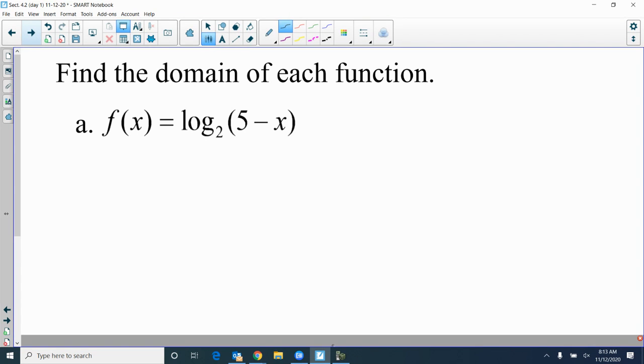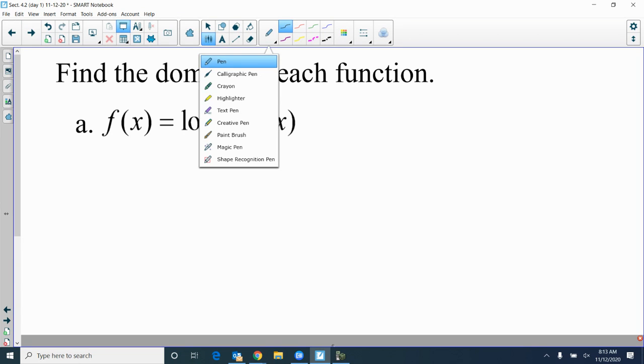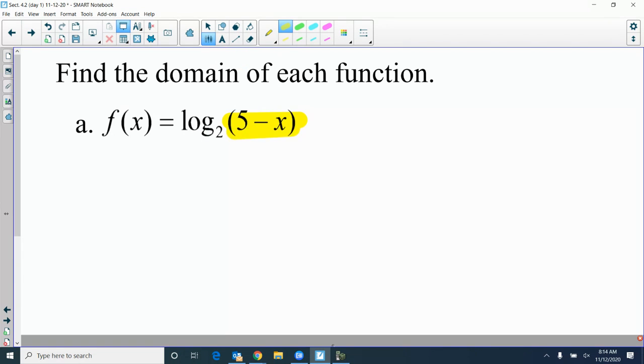All right, this is the last section we're going to do. We're not going to finish all of these today. Find the domain of each function. F of x equals log base 2 of 5 minus x. All right, I don't know what this graph looks like. We'd have to look at the original one and then do a transformation, but we're not going to be concerned about that. But in our definition, something has to be true about that value. Remember from our definition, that value has to be greater than 0. Okay, so right here, this has to be greater than 0.